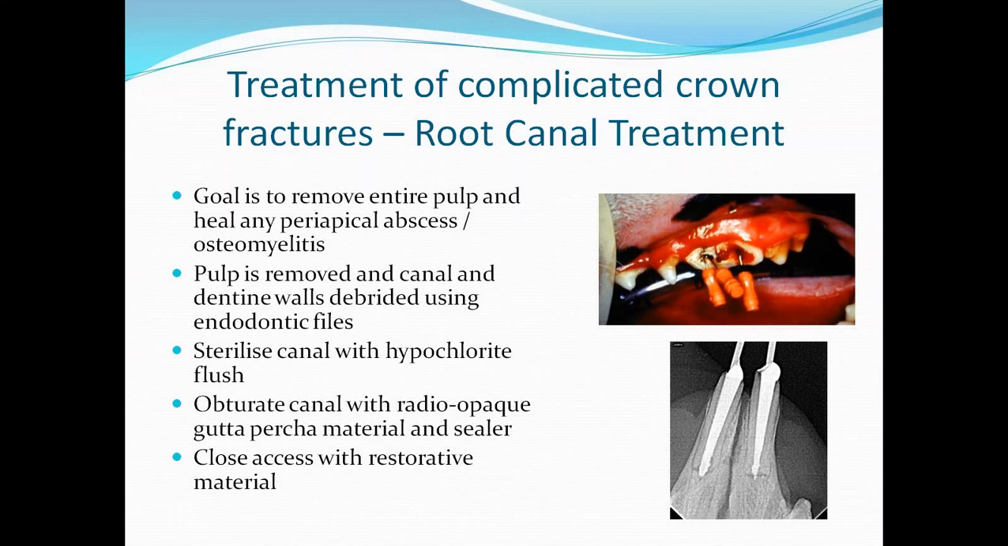So the bottom radiograph is of a tree kangaroo that had fractured both of its mandibular incisors, and the really dense white material within the tooth is the gutta percha material and the sealer, and this gutta percha comes in long cones, and you can see that they extend past the edge of the radiograph.